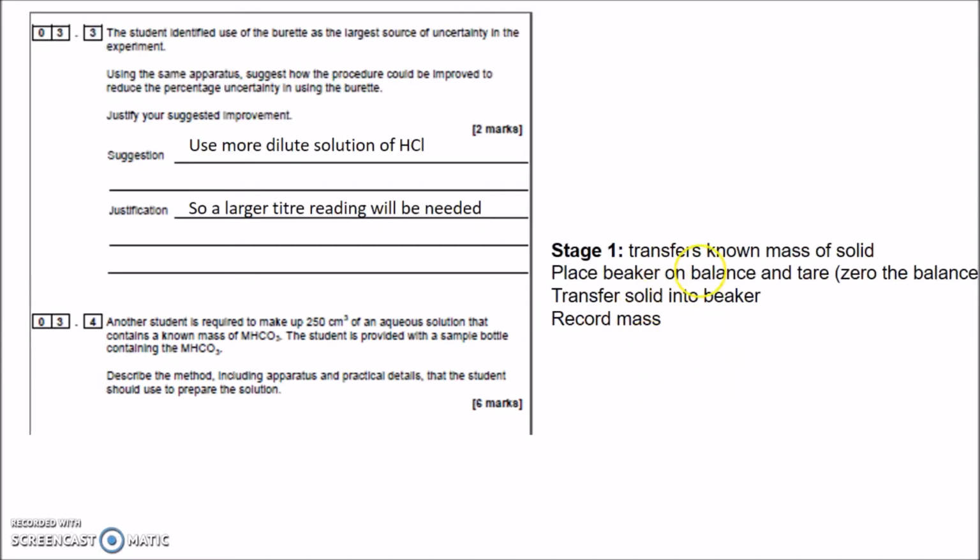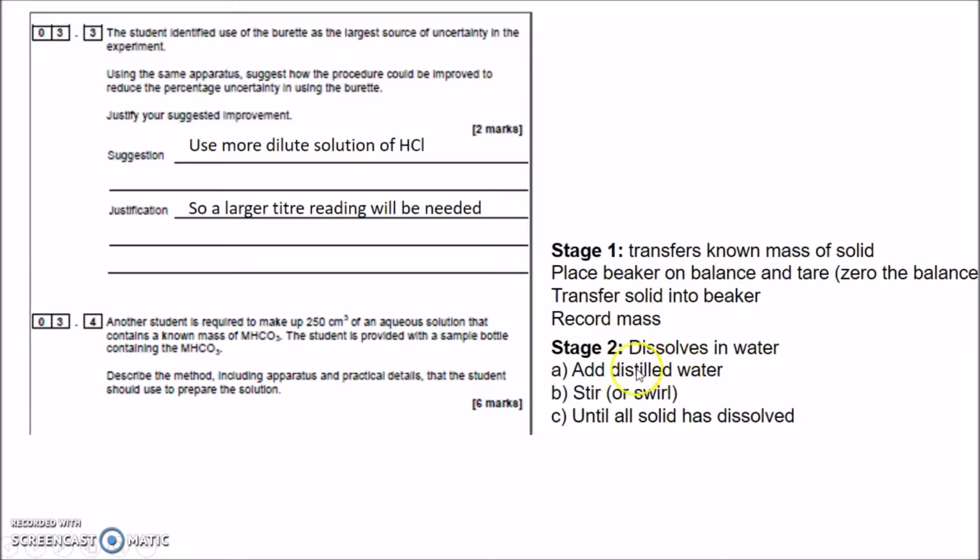Now then, I've got the solid in the beaker and I've got to get it into the volumetric flask. So how am I going to get a solid into the volumetric flask? Well, first of all, I can dissolve it in a little bit of water. That'll make it easier to pour into the volumetric flask. So I'm going to add some distilled water. Use distilled water because it's got no impurities in it. Stir it, swirl it to try and dissolve the solid.